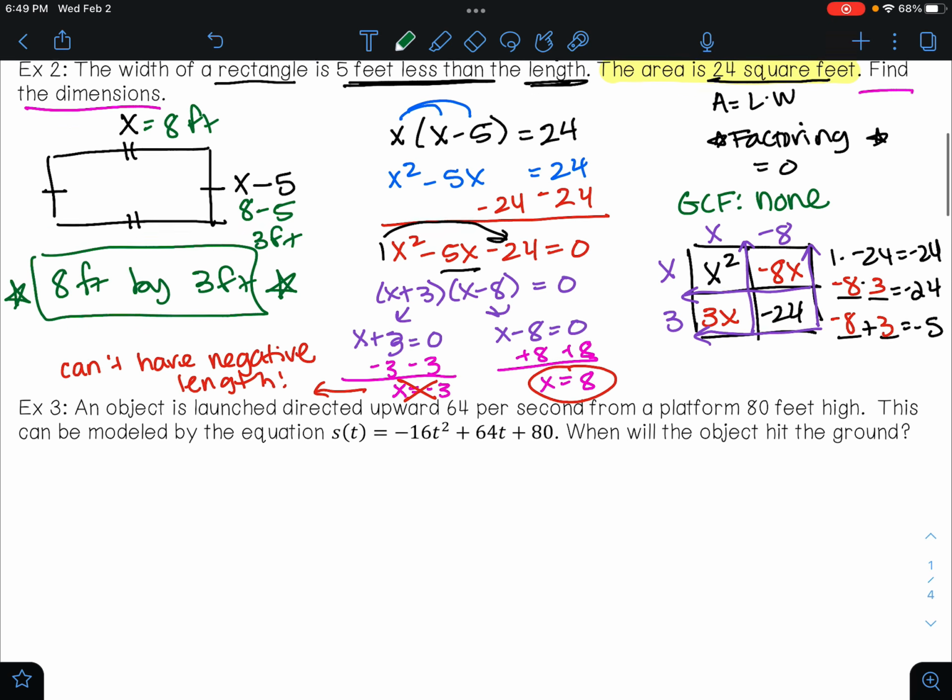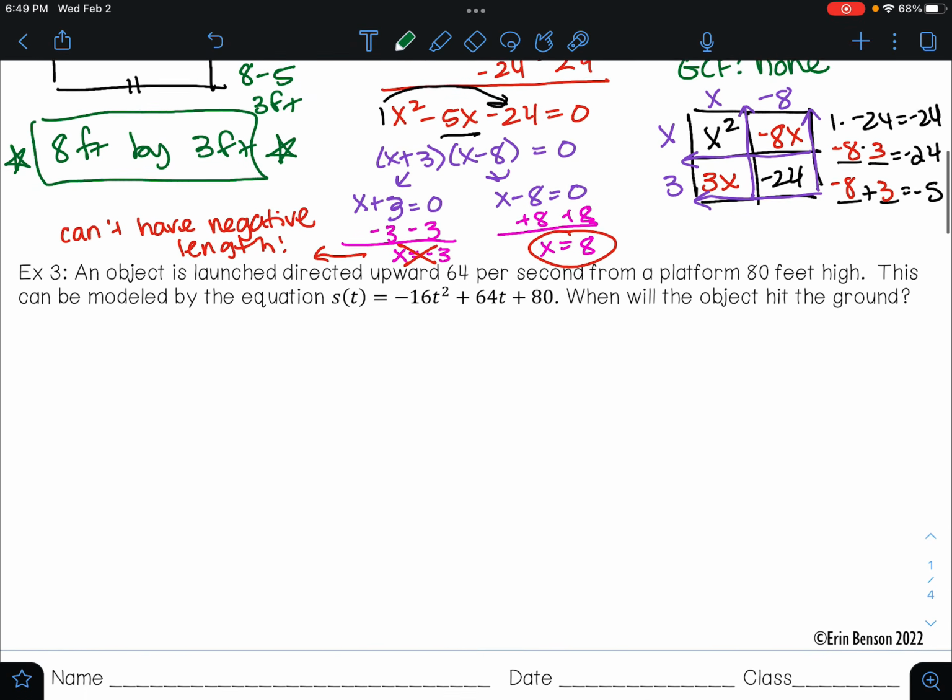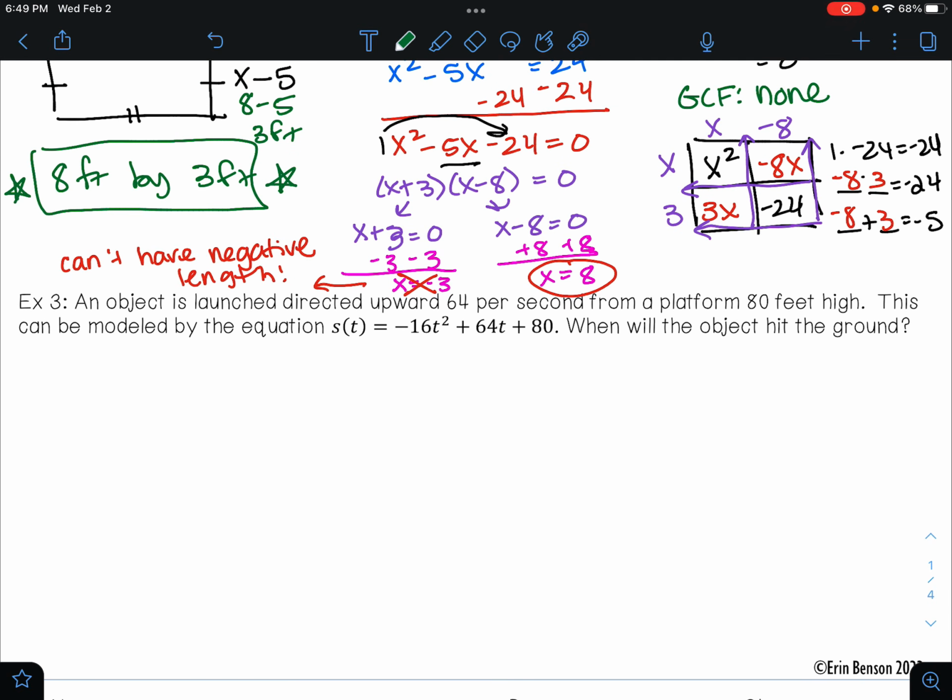On our last example, it says an object is launched directed upwards 64 feet per second, let's just say feet per second there, from a platform 80 feet high. This can be modeled by the equation S of t is equal to negative 16t squared plus 64t plus 80. When will the object hit the ground?